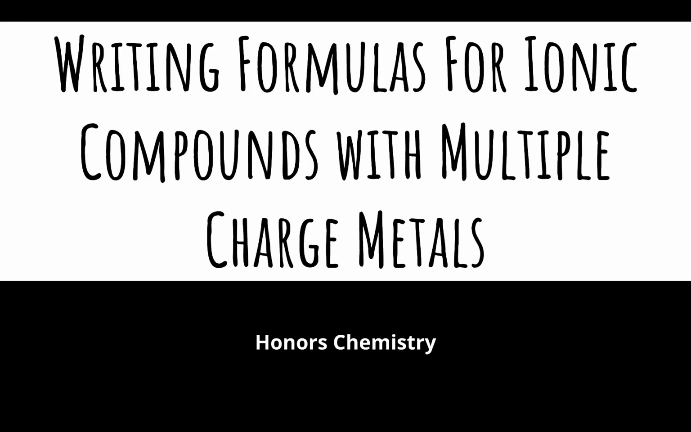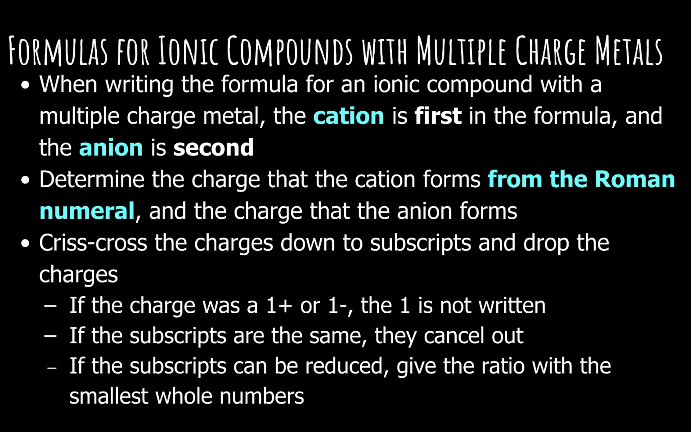So then that takes us to learning how to write formulas for ionic compounds with multiple charge metals. And really, this is probably easier than writing the formulas for the single charge metals, because on these, the Roman numeral tells you the charge of the metal. So you don't even have to go and reference the periodic table to look it up. Same thing here: cation first, anion second. So the metal comes first, the non-metal comes second. The charge that the cation forms comes from the Roman numeral. So if the Roman numeral is 1, it's +1, 2 is +2, 3 is +3, etc.